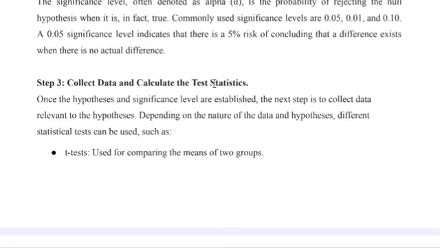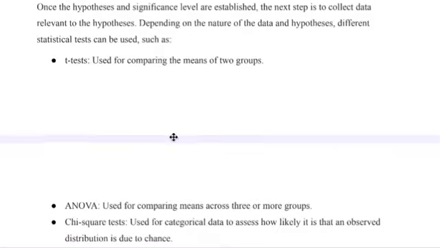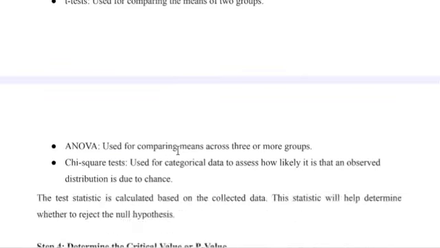Step 3. Collect data and calculate the test statistics. Once the hypotheses and significance level are established, the next step is to collect data relevant to the hypotheses. Depending on the nature of the data and hypotheses, different statistical tests can be used, such as t-tests, used for comparing the means of two groups. ANOVA, used for comparing means across three or more groups.